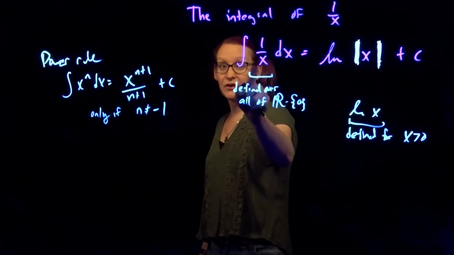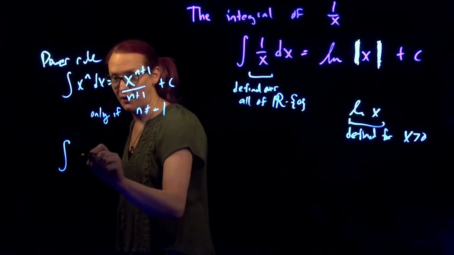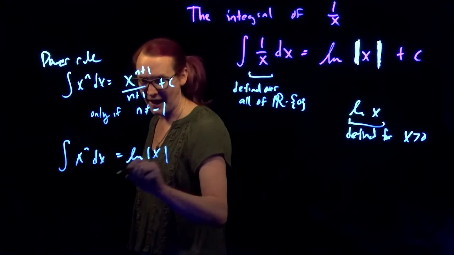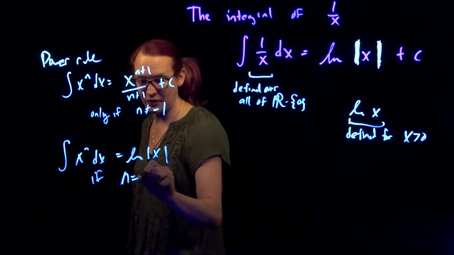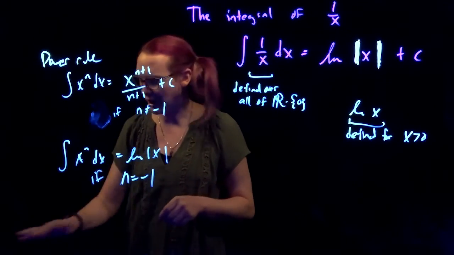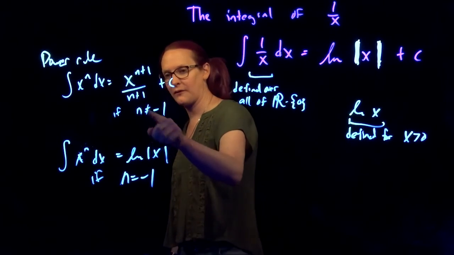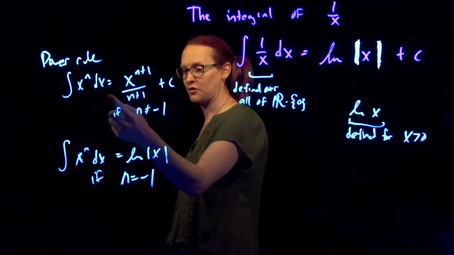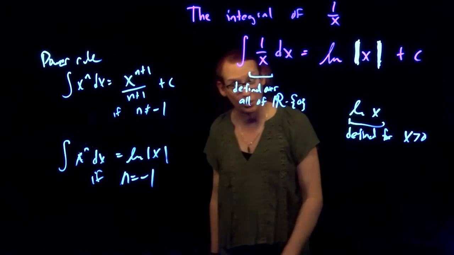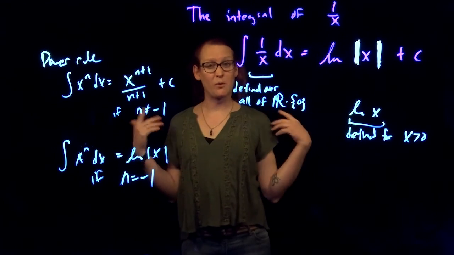Oh, check it out. This is the one right here that takes care of that case. The integral of x to the n dx is equal to the natural log of the absolute value of x if n is equal to -1. So I can erase this only if. I don't think the only is actually helping me in that particular instance right there. So if n is not equal to -1, then we get to use the power rule. But if n is equal to -1, then we have to use the natural log rule. So that's the basic rule for integration of 1 over x.